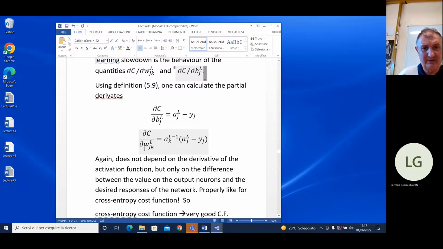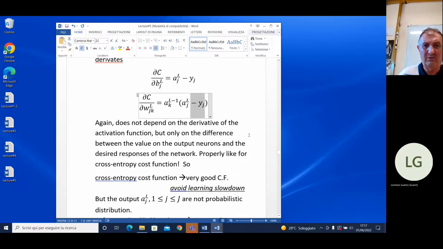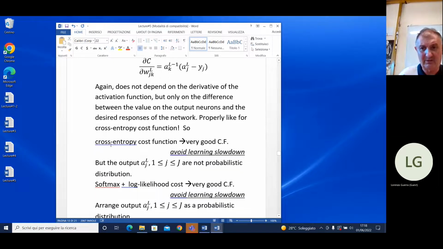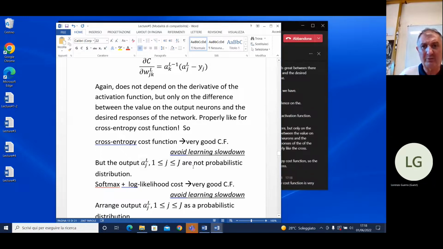And dC by the weighting parameter is AKL minus 1 times AJL minus YJ, so again the error, the difference between the result and the desired value. So we have no dependence on the derivative of the activation function here, but only on the difference between the value on the output neurons and the desired responses, just like the cross entropy cost function. So the cross entropy cost function is a very good cost function. It avoids learning slowdown, but the outputs AJ are not probabilistic.